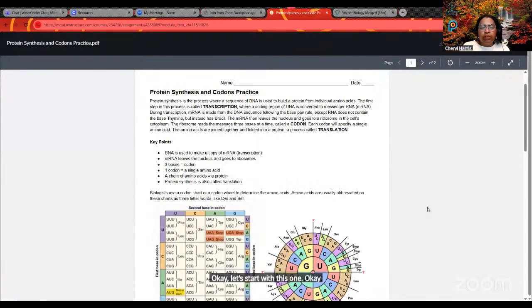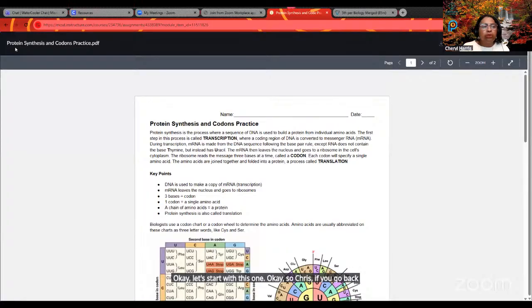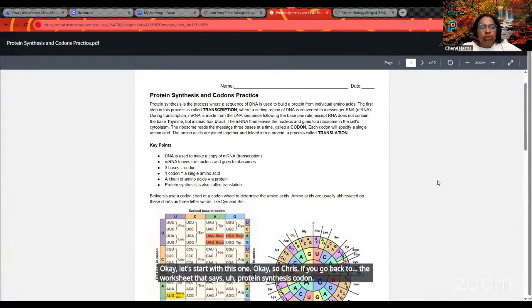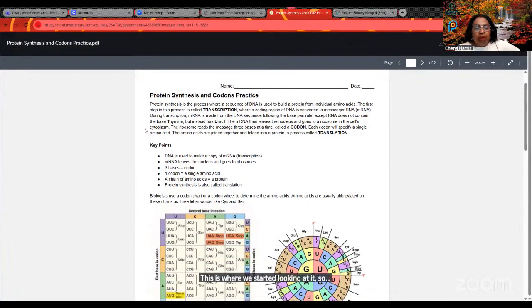Okay, so Chris, if you go back to the worksheet that says protein synthesis codon, this is where we started looking at it. So it gives you a synopsis up here at the top. A DNA molecule is a strand of nucleotide bases, and when the RNA comes to read that information, it reads it in sets of 3. And so we call that set of 3 bases a codon.